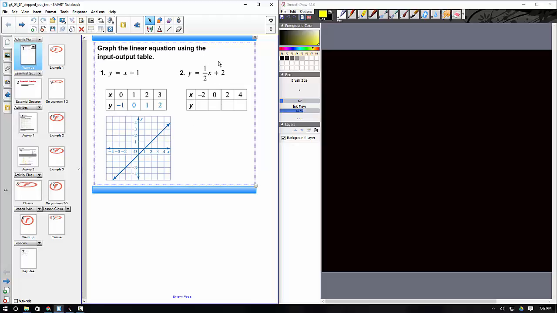Now pause the video and try to figure out this one over here. All right, so hopefully you figured it out. This is what the y value is, and this is what it actually looks like when I graph it out.